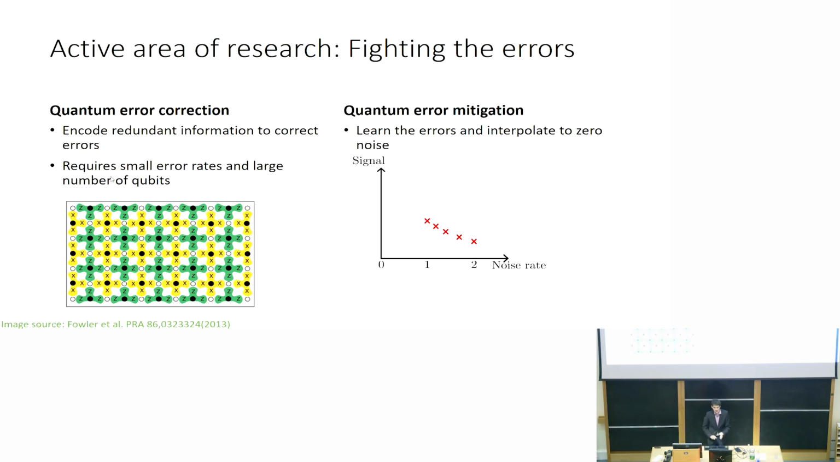Basically, you start with a noise rate 1, which corresponds to the noise you have on an actual quantum computer. And when you know how your errors build up, you can basically artificially enhance your noise rate, as is done by these red crosses. And then you can interpolate to 0 noise rate. That looks often a bit fishy, but it seems that it works pretty well for observables.